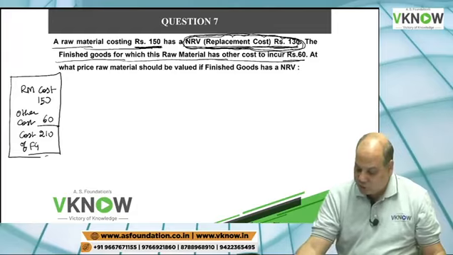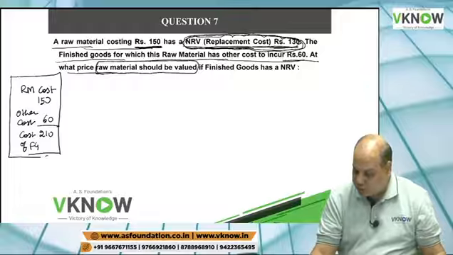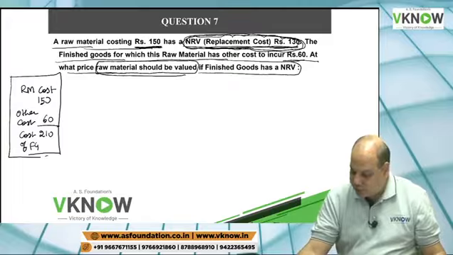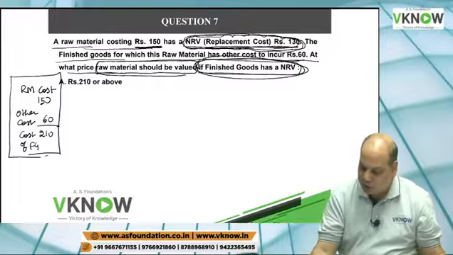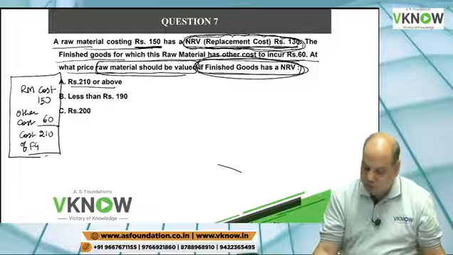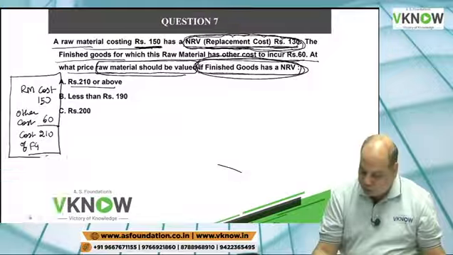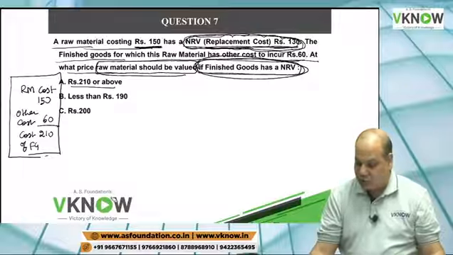Question continues. At what price should raw material be valued if the finished goods has an NRV of 210 or above, second question, less than 190, and third is 200. So dear student, you will now participate in answering this question.